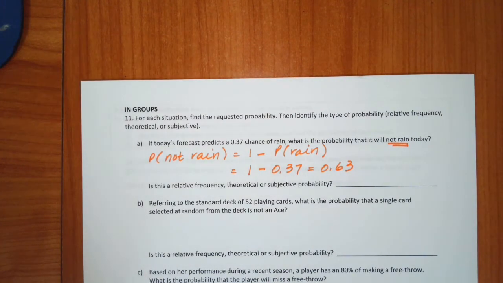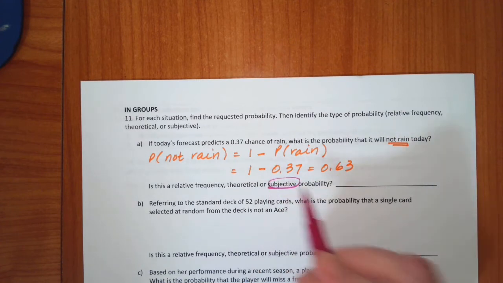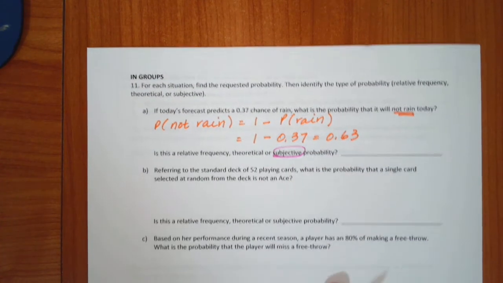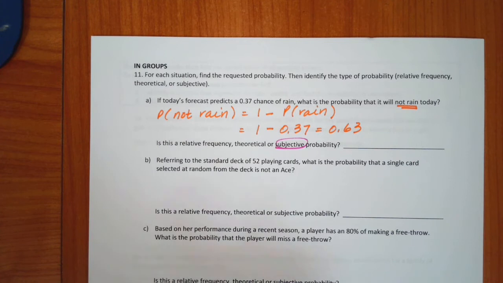Okay, now what kind of probability is this? Well, it doesn't say how they arrived at it, but if it's a forecast, then that pretty much falls under the category of subjective, which is experience or intuition. So we are going to say that this is subjective. I could argue that if it's based on data, then it could also be a relative frequency.